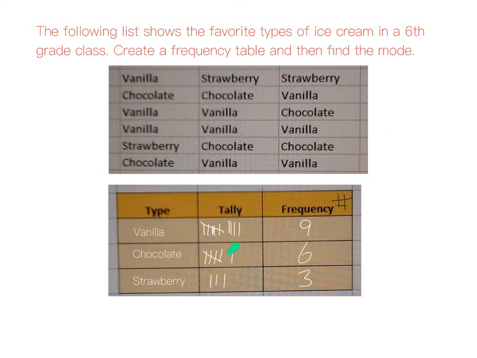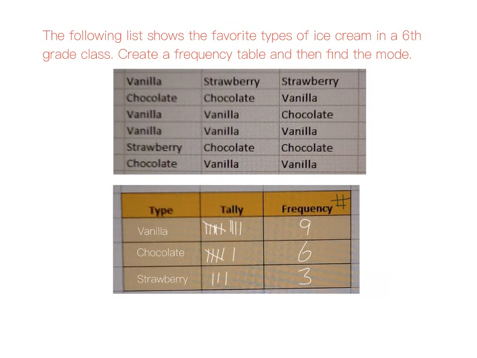Okay, so that's our frequency table. Again, a frequency table does not just include the frequency, it includes the type. The tally, probably a good thing to have, maybe not totally necessary, but definitely you have to have a type associated with the frequency, right? So if I just write 9, 6, and 3, I don't know what they mean. I have to have this column here that indicates vanilla is 9 and chocolate is 6, and so on and so forth.